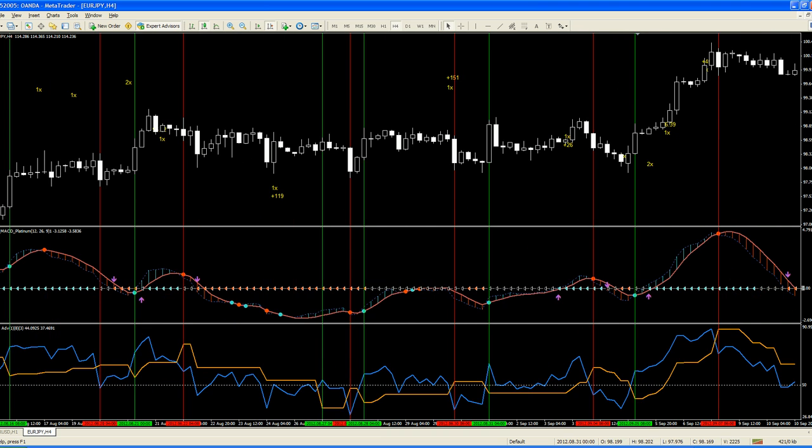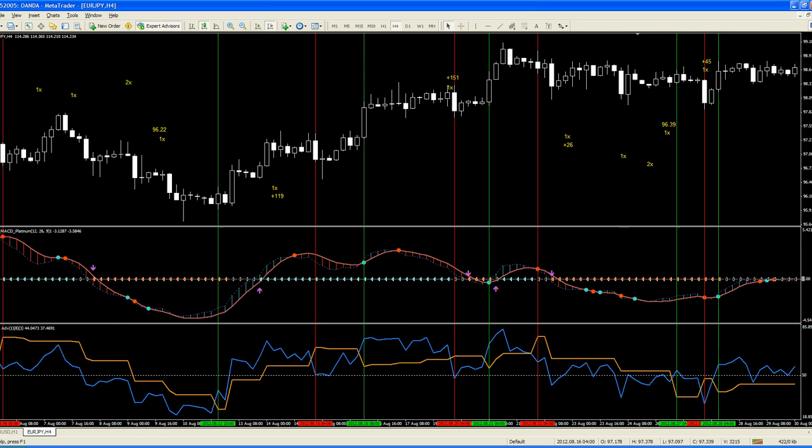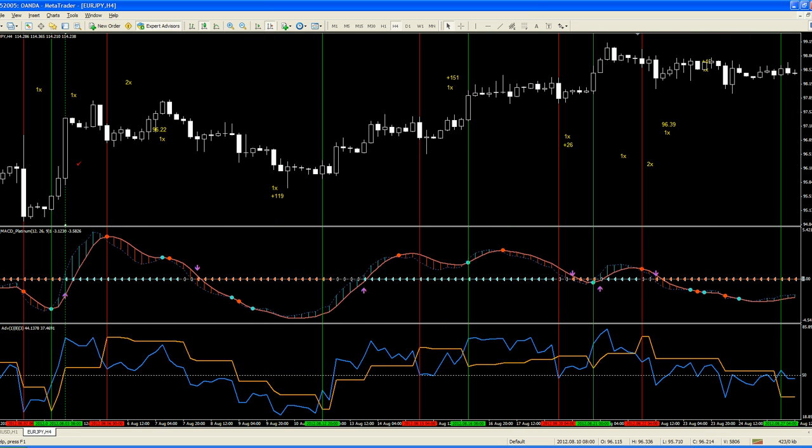Sorry about the text staying stationary. I'm not sure how to work around that. I don't usually put text on my charts. I just sort of prepare this chart for you guys.